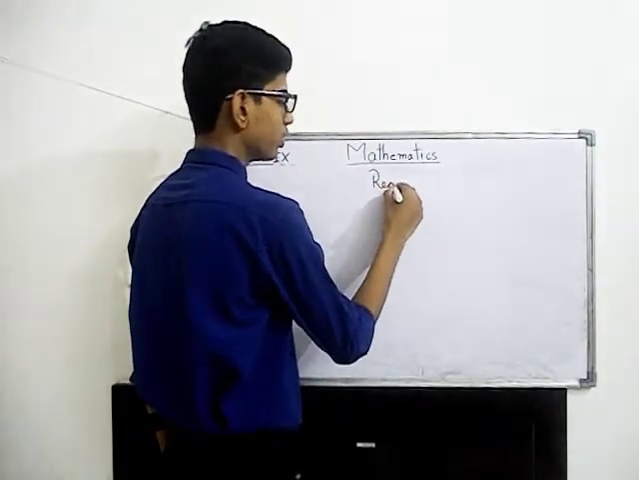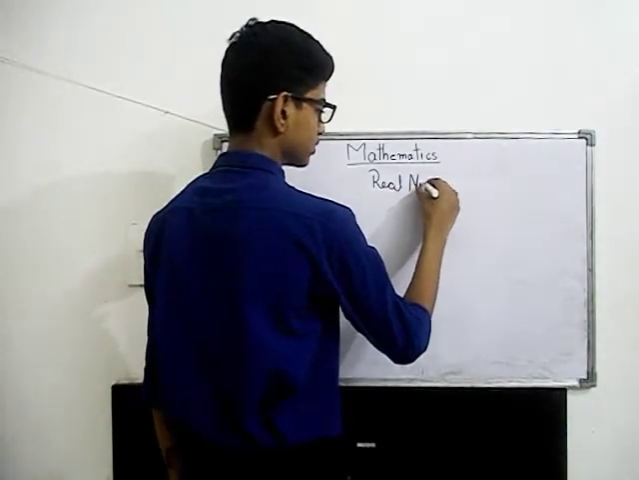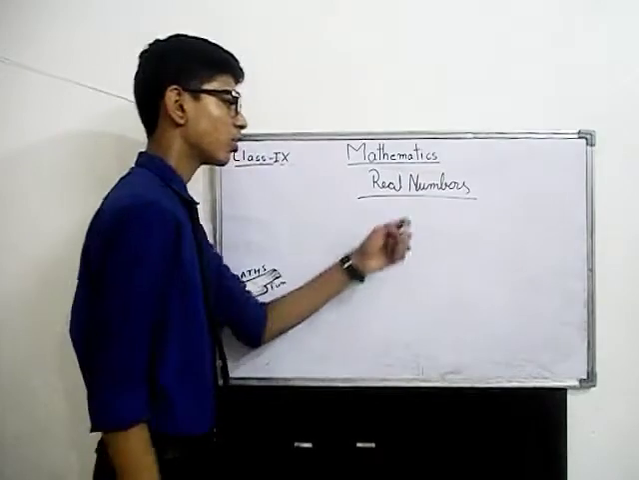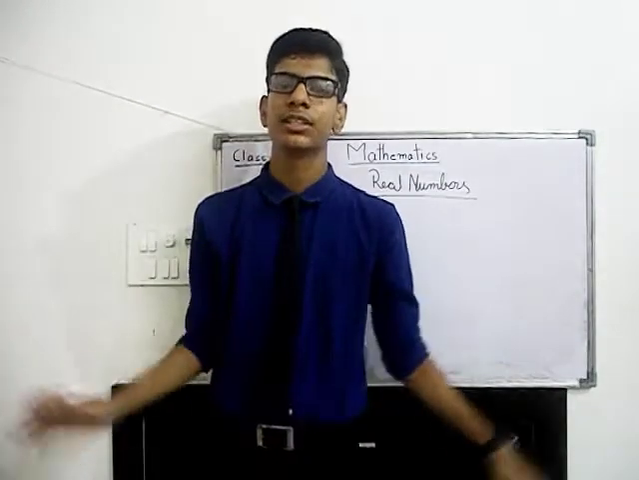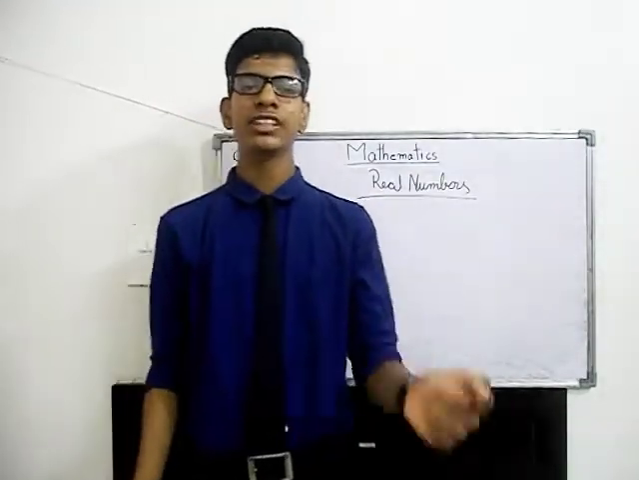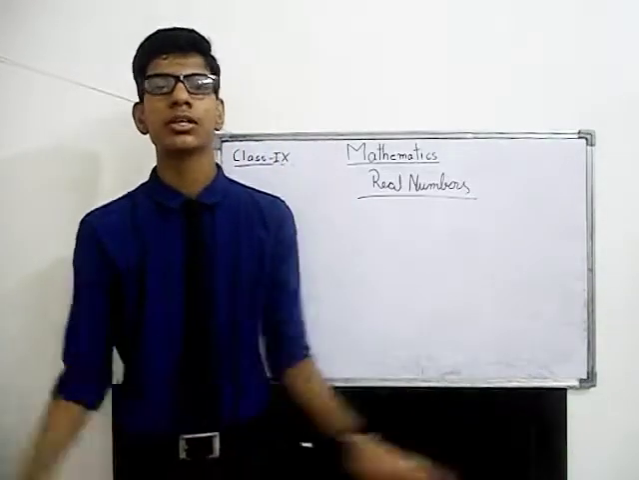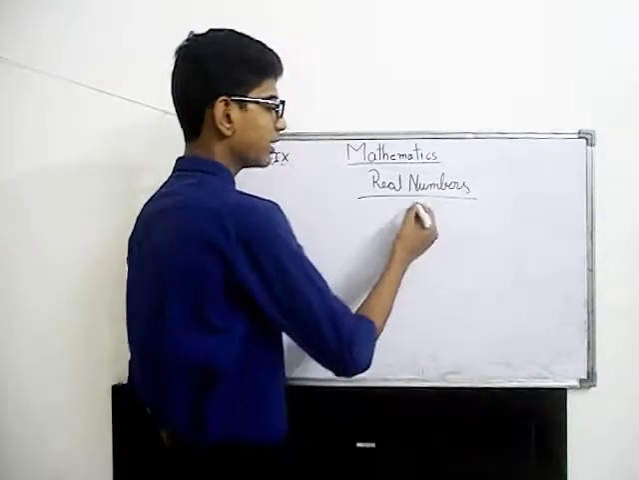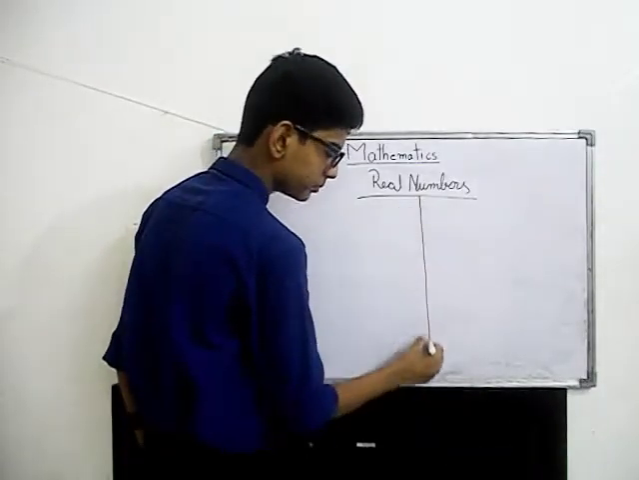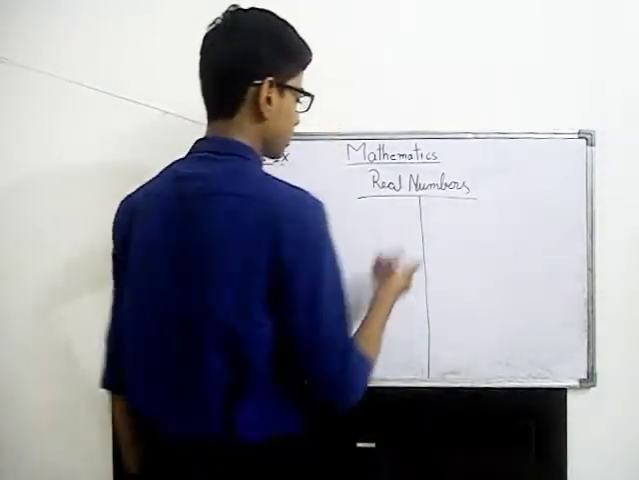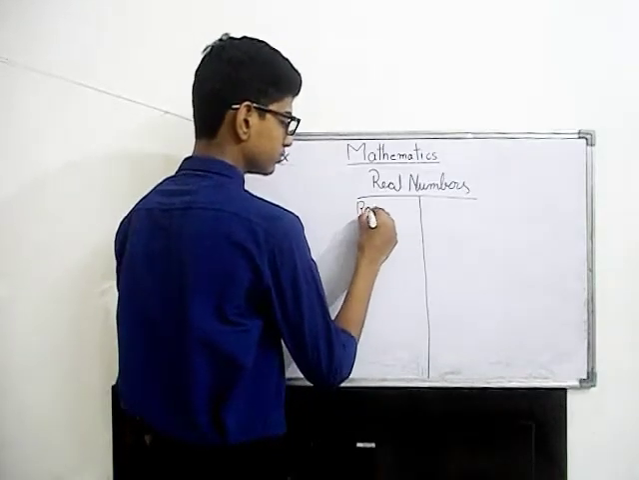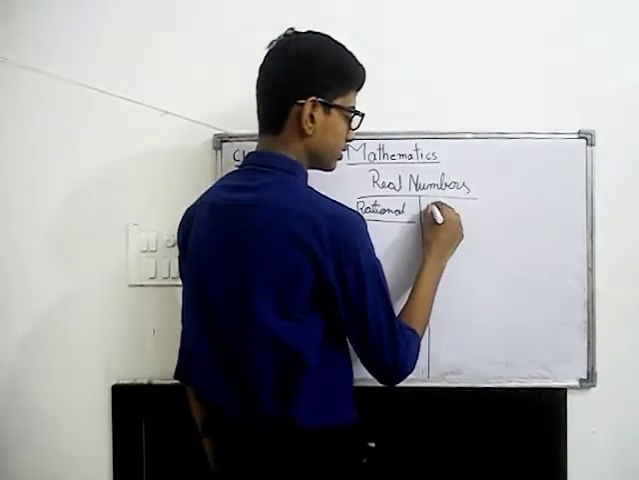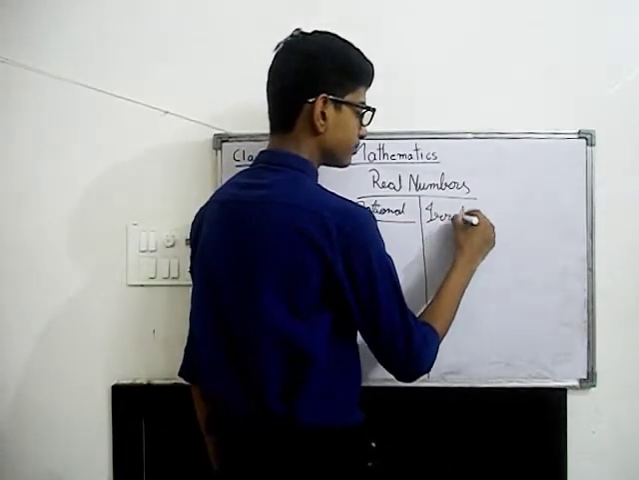So first of all, what are real numbers? Real numbers are all the numbers which we have studied here. It is irrational, rational, integers, whole numbers, natural numbers, every number which we have studied yet comes in the real numbers, okay? And the real numbers are of two types. What are they? They are rational and another is irrational, okay?